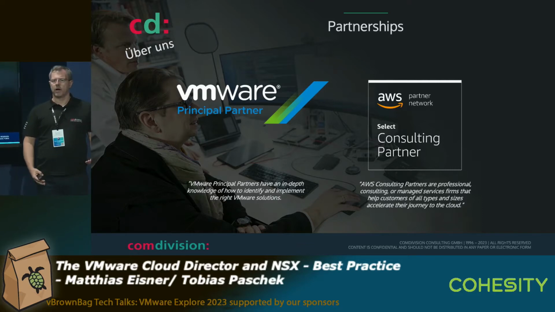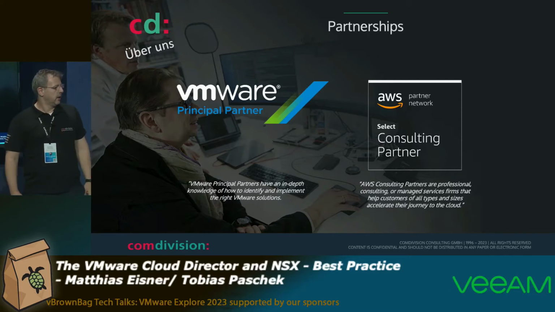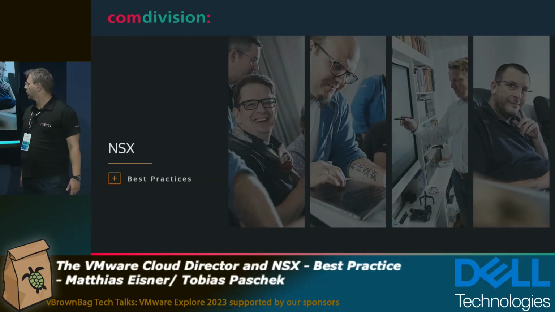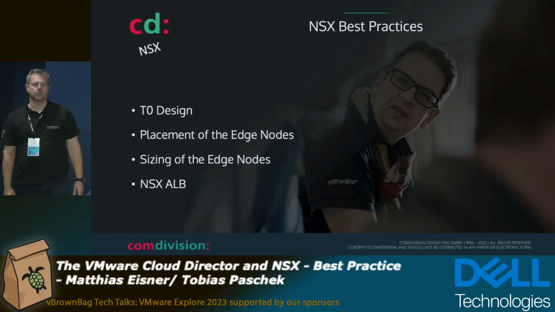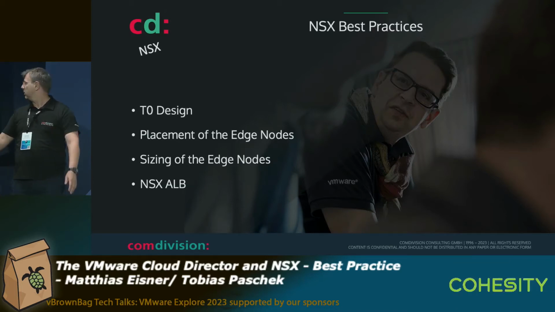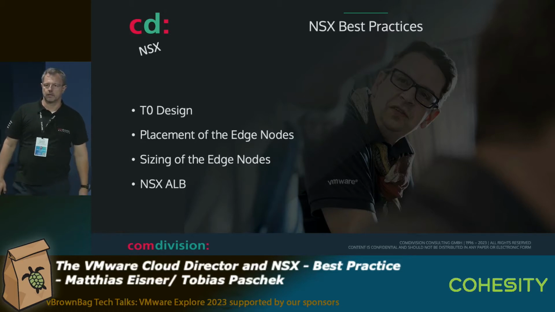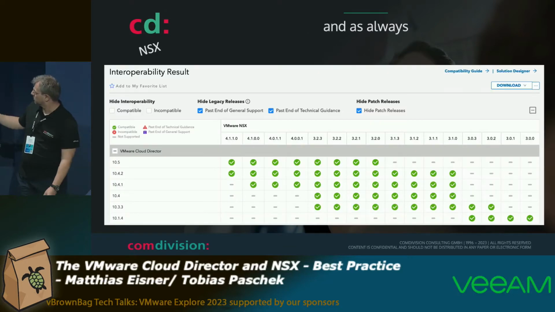Our partnership with VMware is long running, decades back actually, and lately we are also partnering up with AWS. Most of you know the product, VMC on AWS, it's hot, it's good. So NSX best practices. What will we talk about? We will talk about tier 0 design, placement of the edge nodes, where do they go? Sizing of edge nodes, and NSX advanced load balancers. Well, let's get started.